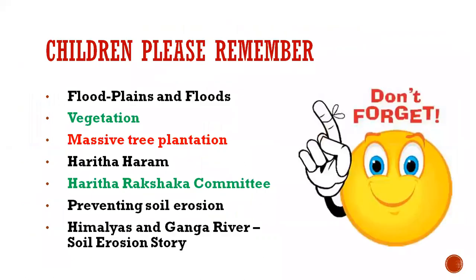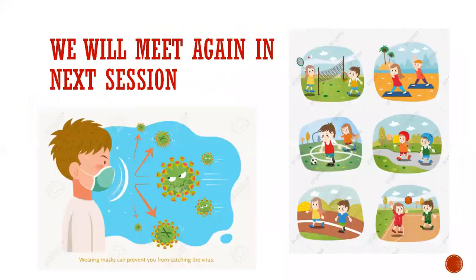Okay, children, till now you saw about floodplains, floods, vegetation, and Harita Haram and Harita Rakshaka committees, and how vegetation helps in the prevention of soil erosion.